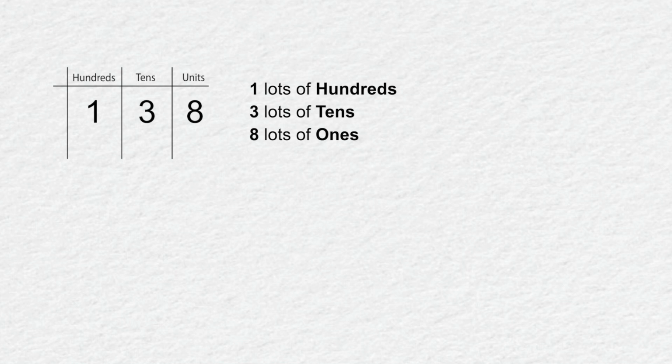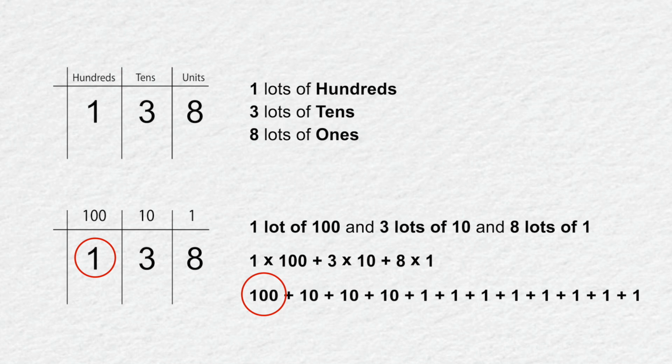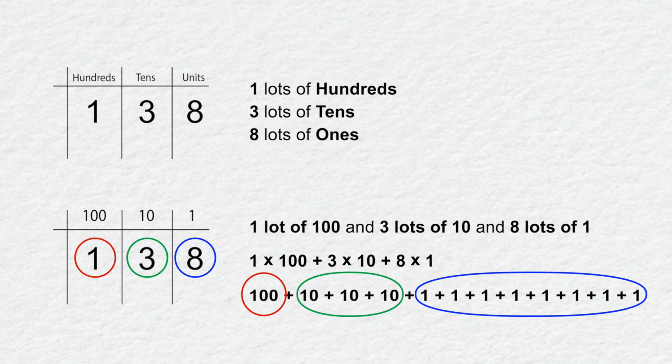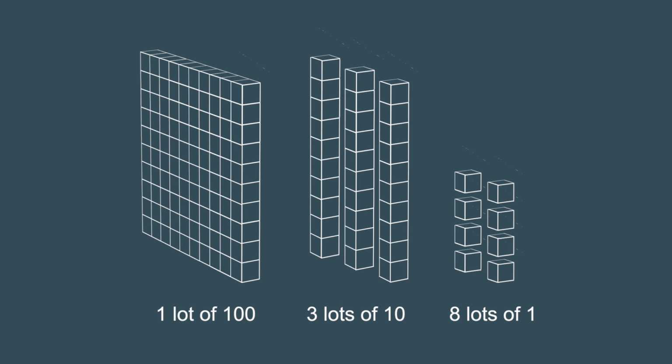Similarly, we can write this as 1 lot of 100, 3 lots of 10, and 8 lots of 1. Or 1 multiplied by 100, add 3 multiplied by 10, add 8 multiplied by 1. But what 138 means is 100, add 10, add 10, add 10, add 1, add 1, add 1, add 1, add 1, add 1, add 1, add 1. And with the wooden blocks, it would look something like this: 1 lot of 100 blocks, 3 lots of 10 blocks, and 8 lots of 1 block.